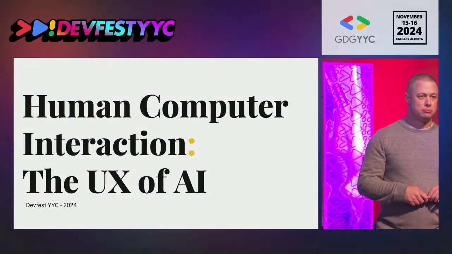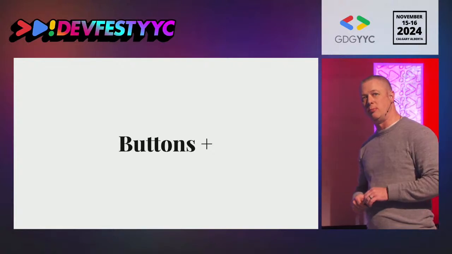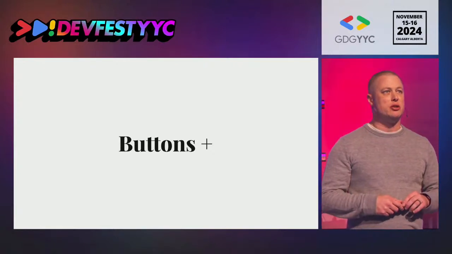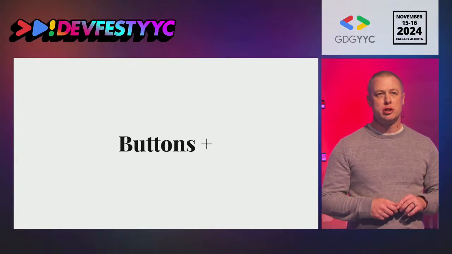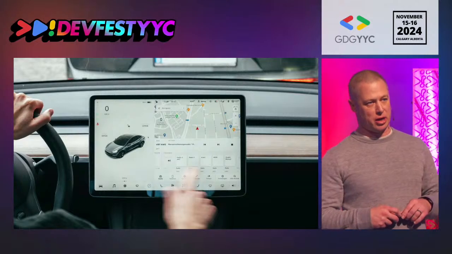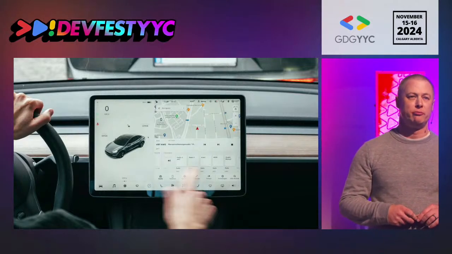All right, I'm going to talk about the UX of AI. To do that, we need to talk a little bit about what is user interface. When I say user interface, most of us probably assume something like this, right? It's a screen with things on it. That's a very modern interpretation of user interface.